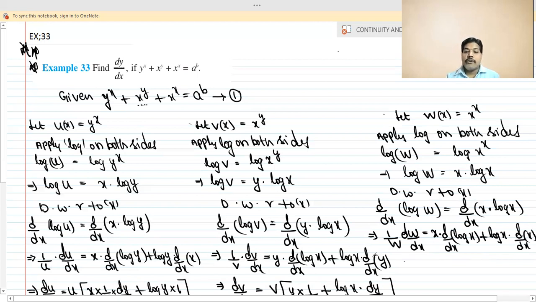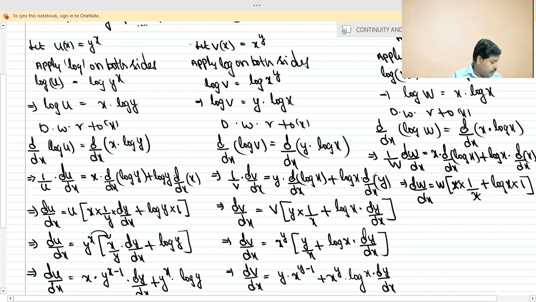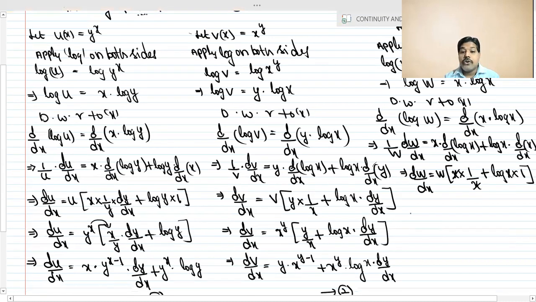So take this w to that side. That is the dw by dx, which is equal to w into x into log x's derivative 1 by x, plus log x into the derivative of x, which is 1. Here x will be cancelled, students.